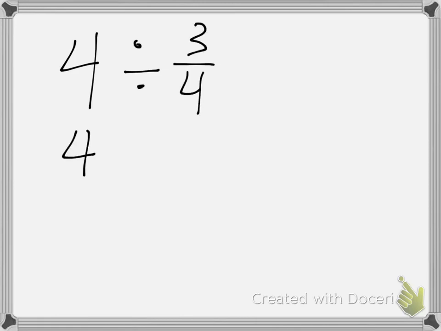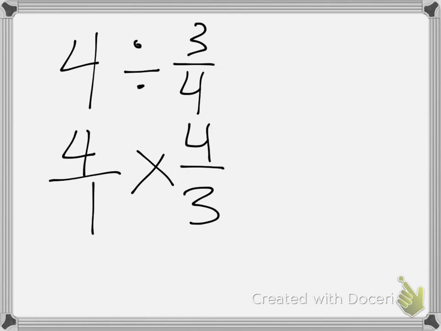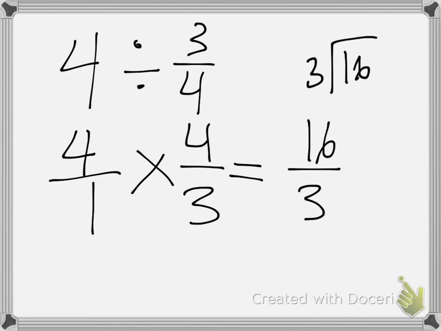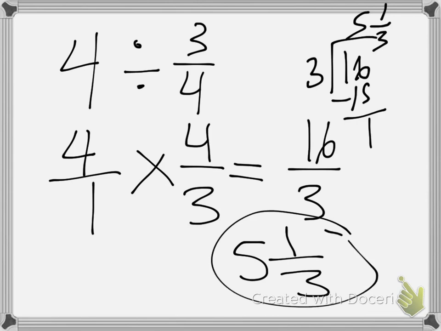Okay, so let's do another example. How about we do 4 divided by 3/4. Okay, so we keep the first fraction the same. I'm going to put it into a fraction. Change, and then we're going to flip, and then we multiply, and we end up with 16/3. And then I take my 16 divided by 3. I get 5, that's 15, and I have 1 left over. So I end up with 5 1/3. And that is how you divide fractions.